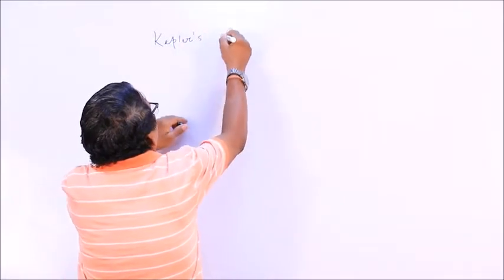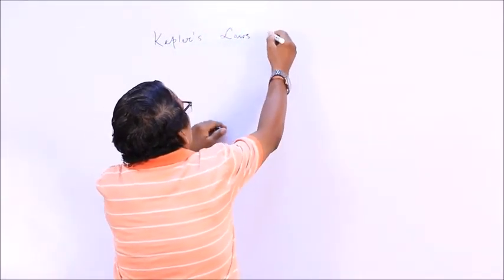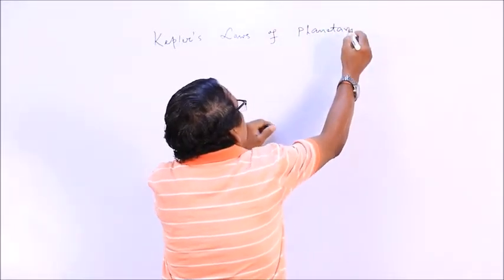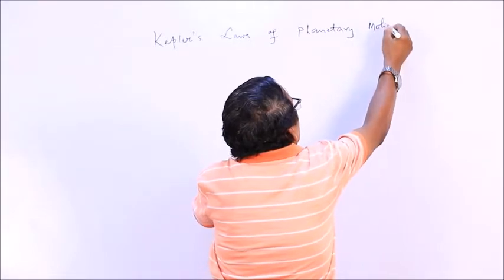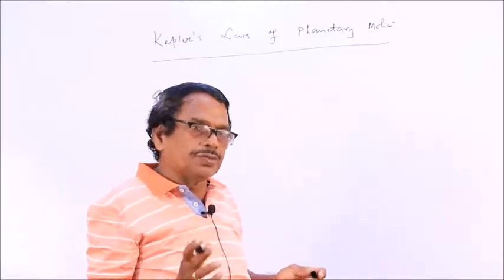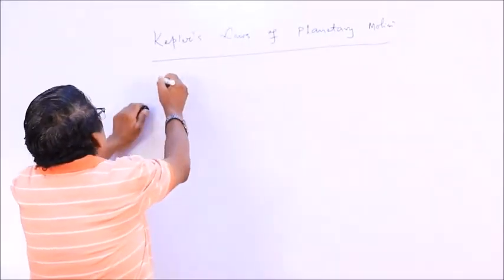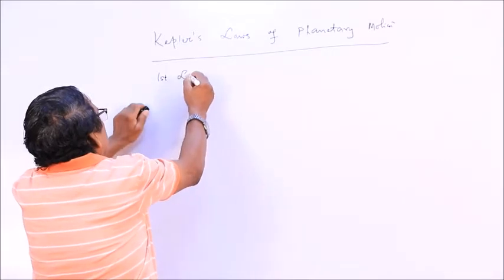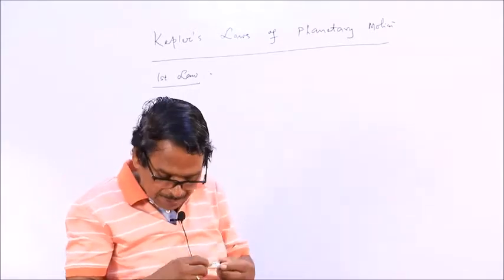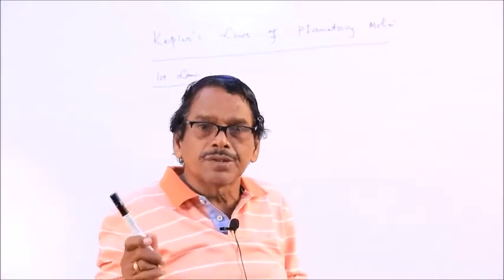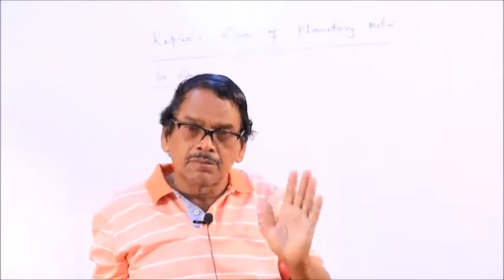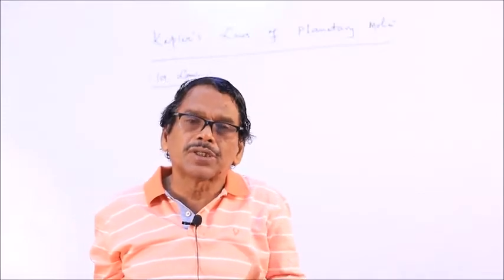Kepler's laws of planetary motion. There are three laws which govern the motion of planets around the sun. The first law says about the nature of the orbit, in which orbit a planet revolves around the sun. The first law says that the orbit in which a planet revolves around the sun is elliptical.